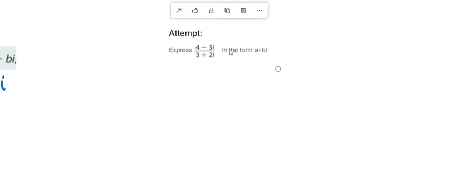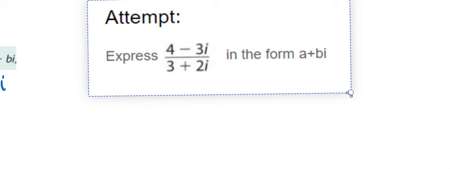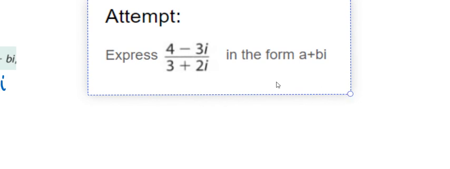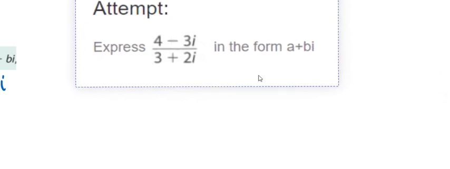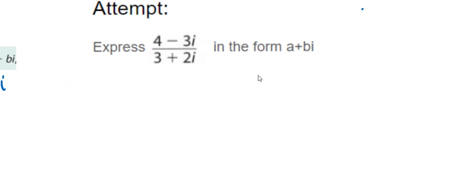So if you want to try this one, then just pause the video there and have a go at it, and then play it on, and I'll put up the answer. So you're going to multiply by the conjugate of the bottom first. You're going to multiply top and bottom by the conjugate of the bottom.